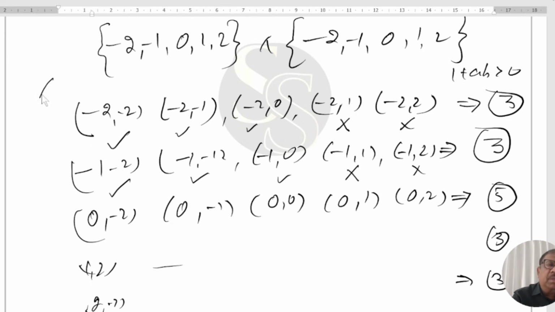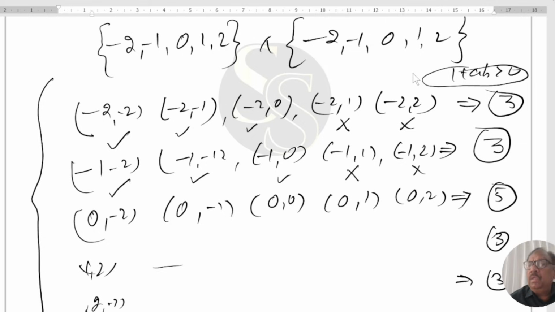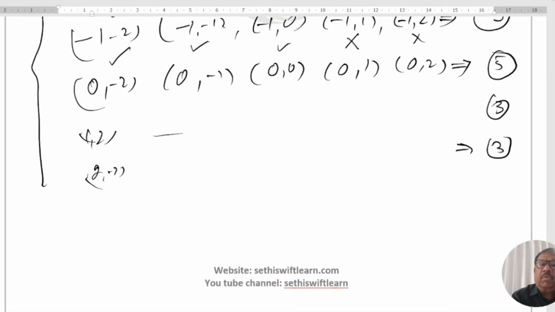I have discussed the methodology. You can make the cartesian product and satisfy this condition. So number of relations ho gaye 17 numbers.